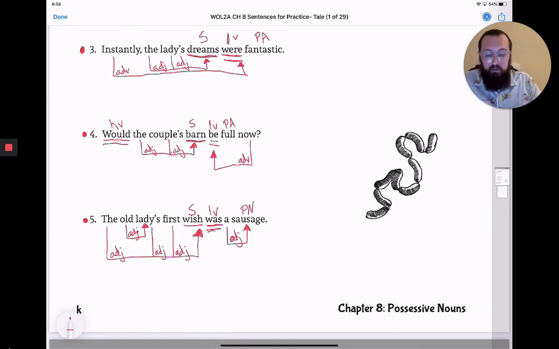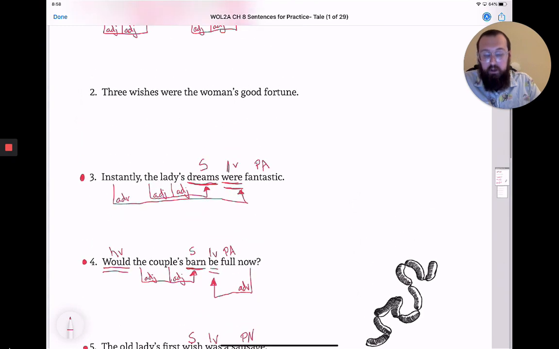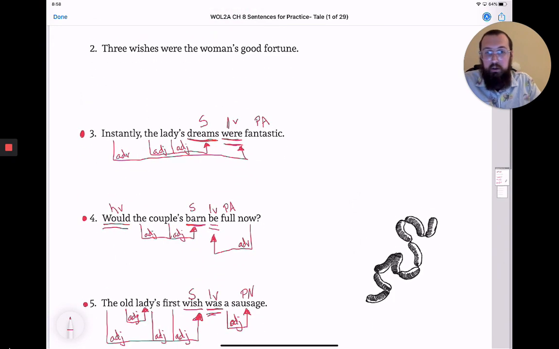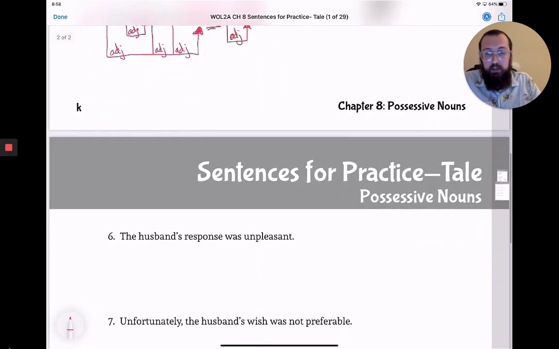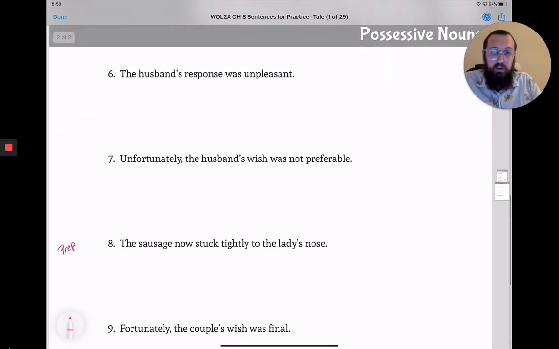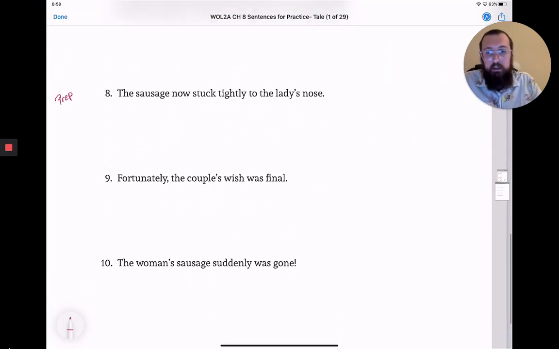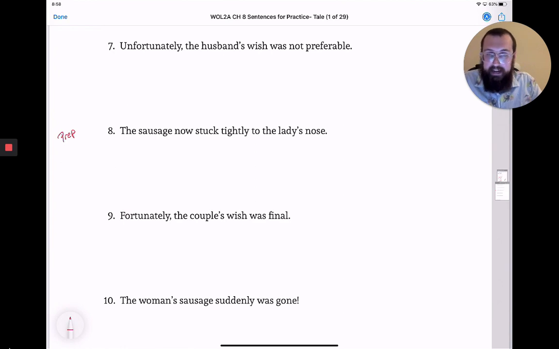All right. So on this first page, you're going to do number 2. And on this second page, you're going to do all of them on your own. And here's a little hint for you. Number 8 is the one with a prepositional phrase. So we've been practicing those a lot, so it shouldn't be anything new.